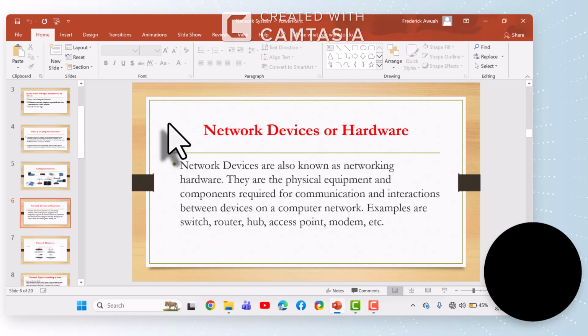And we have network hardware or network devices, which I mentioned earlier. The devices are also known as networking hardware, and they are the physical equipment and components required for communication and interaction between devices on a computer network. Examples of these devices are switch, router, hub, access point, modem. There are a lot. So they are called network hardware or networking hardware.